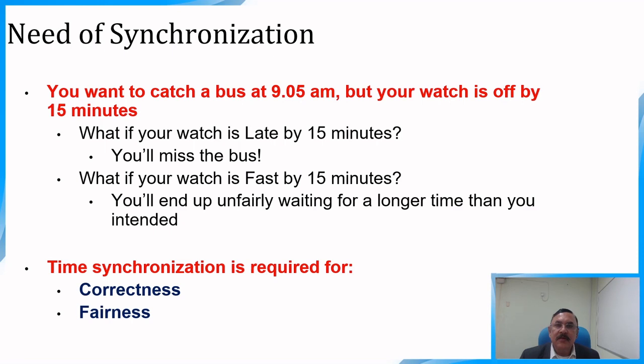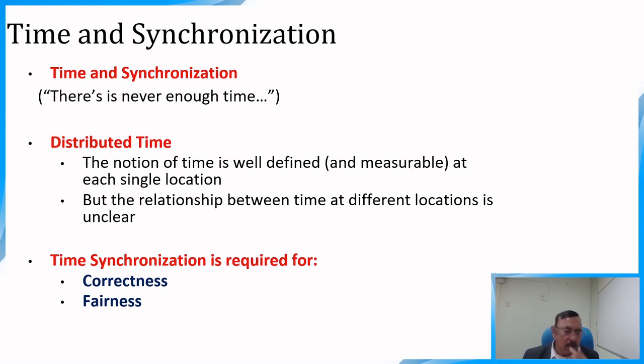So correctness, if it is not guaranteed, that means if your watch is late by 15 minutes, then the event will happen before your watch is giving you that time. Therefore, you will miss that event, and this is the problem of correctness. Second problem is that if your watch is fast by 15 minutes, then you will reach early to catch a bus and unfairly wait for longer than you intended, and this problem is about the fairness. So there is a need of clock synchronization that ensures both correctness and fairness together.